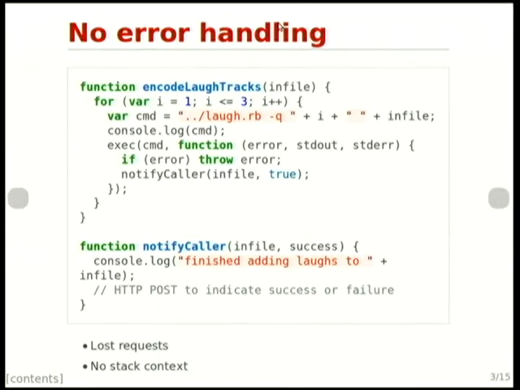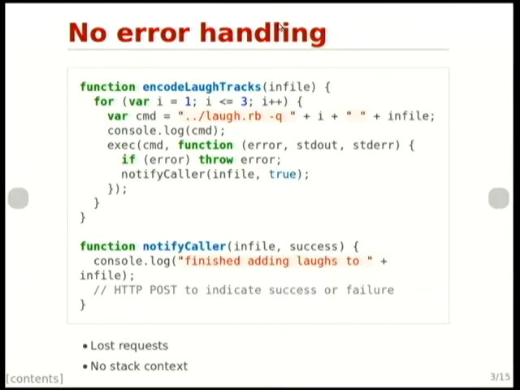Here is an example of this server with no real error handling. What we're going to do is use this outside script that we're going to call through exec that's going to do all of the real work. We're going to encode it at 3 different quality levels. And here in the middle, you can see that if we have an error, we're just going to throw it. If error, throw error.